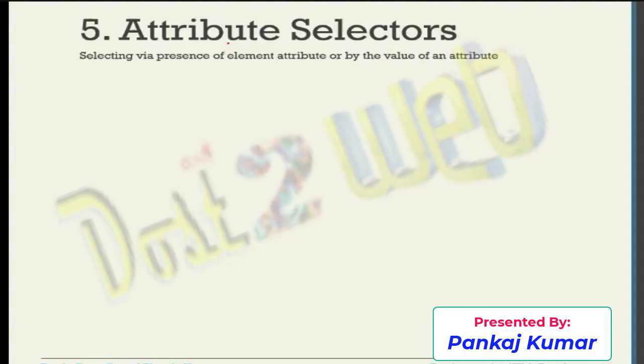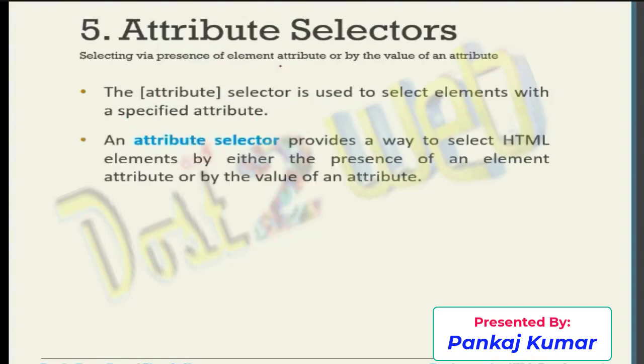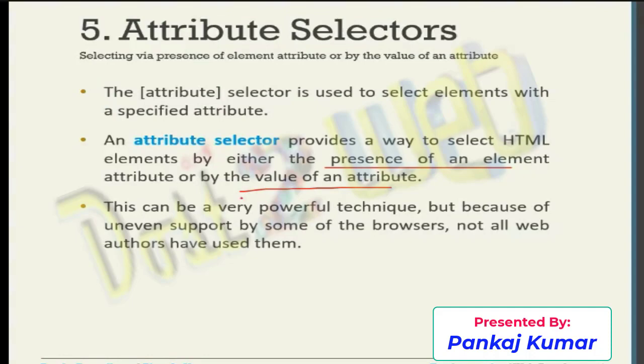What is the attribute selector? That means you select elements via the presence of an element attribute or by the value of an attribute. The attribute selector is used to select elements with a specific attribute, and it provides a way to select HTML elements either by the presence of an element attribute or by the value of an attribute. We'll see the example, then you will understand more.